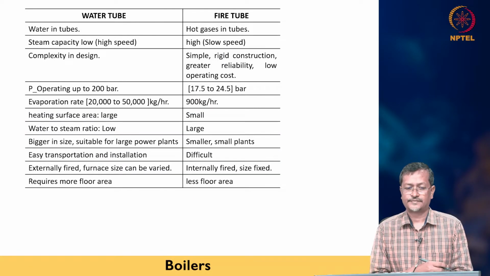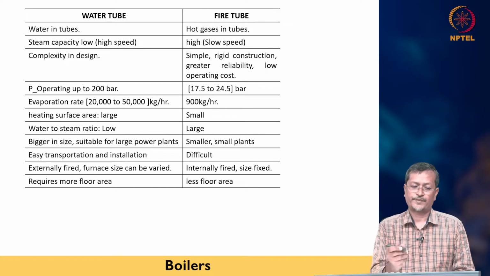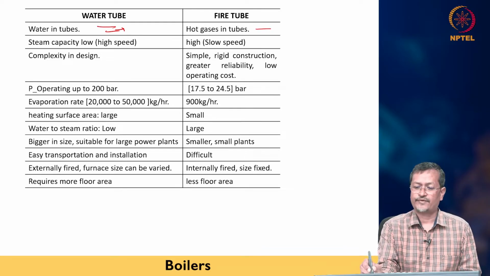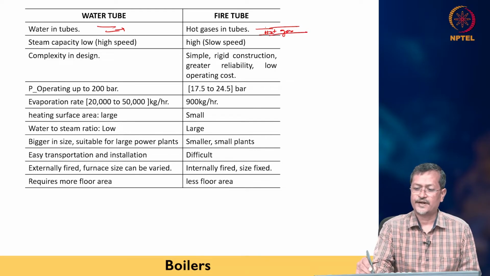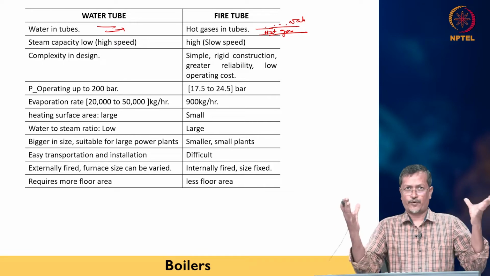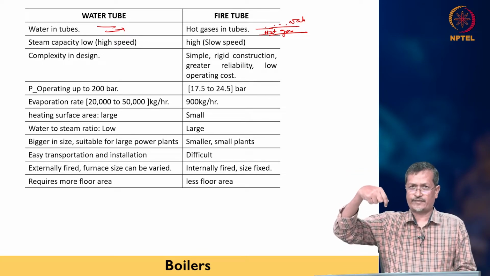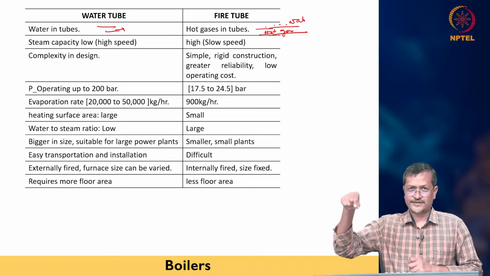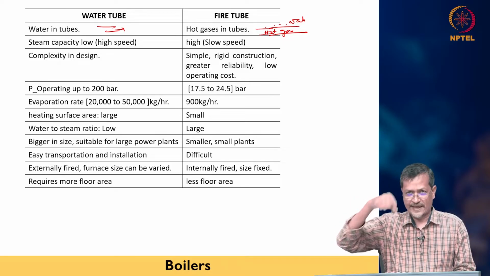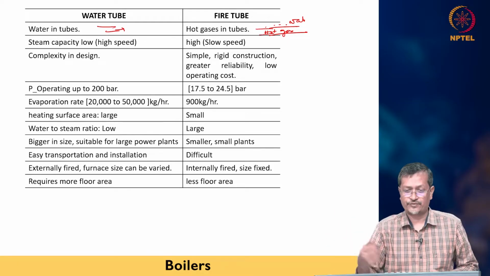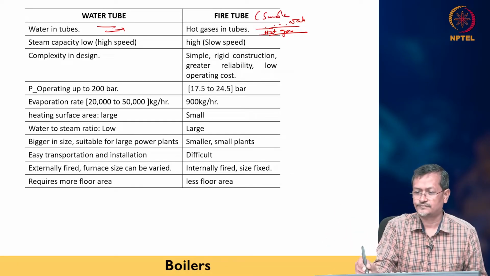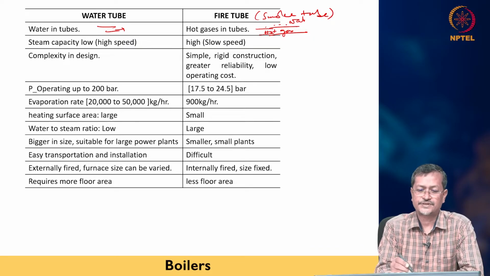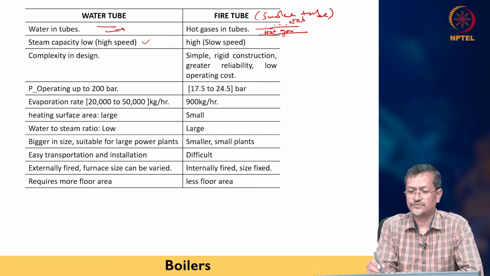Here are the differences between water tube and fire tube. In a water tube, water is inside the tube. In a fire tube, fire or hot gas is inside the tube and water is outside. Think of a pot with an immersion heater: outside water is there, inside hot electric coils are there. Instead of an electrical coil, you can have hot gas. That will be a fire tube or smoke tube. Steam capacity for water tube is high, suited to high speed applications, while fire tube is for slow speed applications.